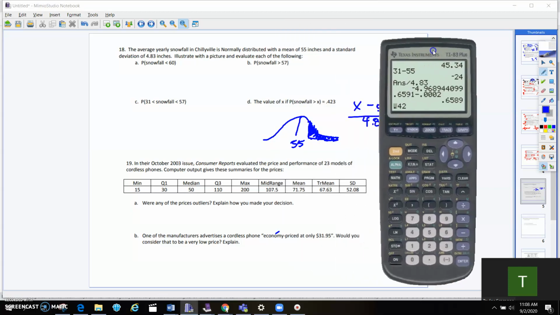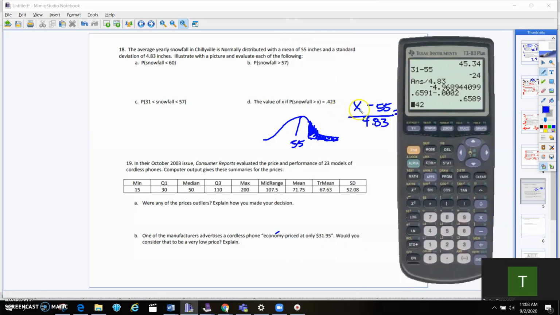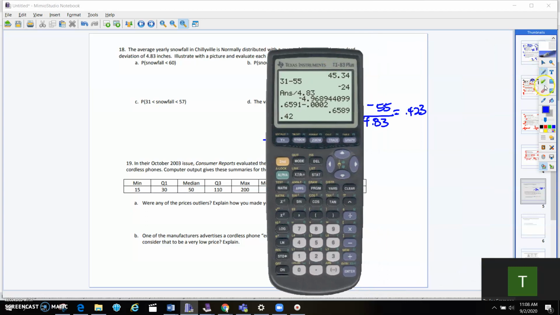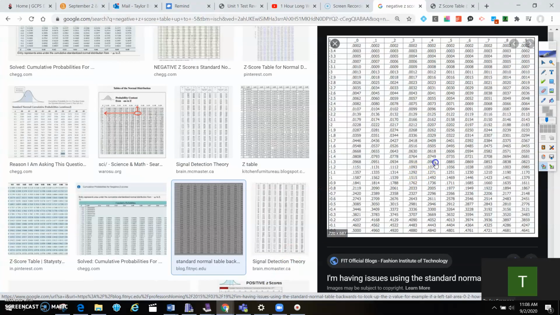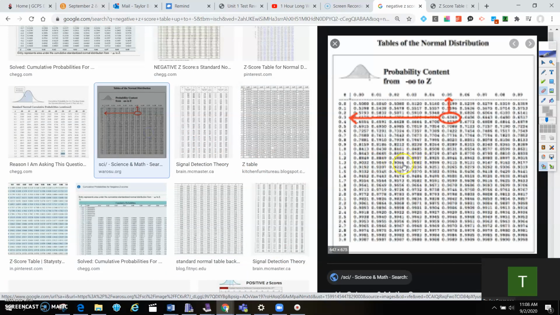Okay, so when I actually write this out, I'm going to have x minus 55 divided by 4.83. X is what I'm trying to solve for. But I'm going to set this equal to not 0.423, but actually I'm going to go into that z-score table chart, and I'm going to pull my numbers from that. So if I go in here and I find 4.23 in here, and remember that's actually going to be 0.577, and here's the reason why.